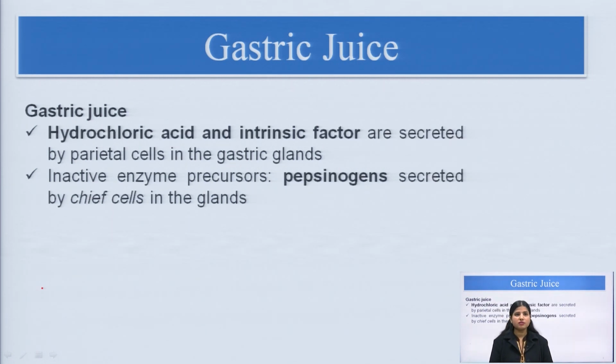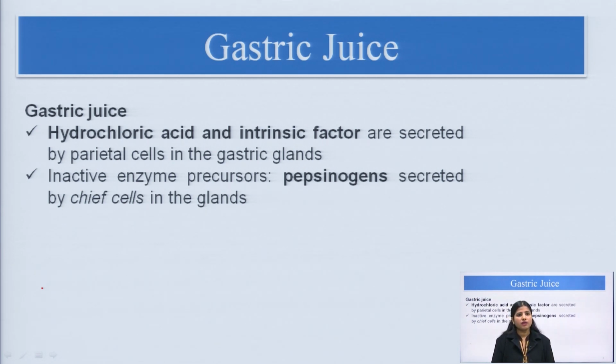Hydrochloric acid is also one of the parts of the gastric juice, the content present in the stomach. This HCl is produced or secreted by the parietal cells. Similarly, intrinsic factor is also produced by the parietal cells present in the gastric glands. The intrinsic factor is very useful for the absorption of vitamin B12, and a deficiency in the intrinsic factor can lead to a deficiency in vitamin B12 as well.